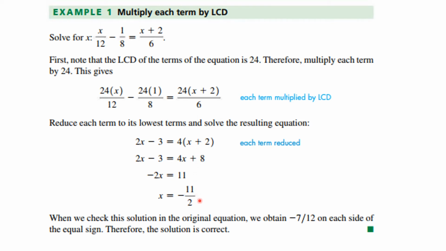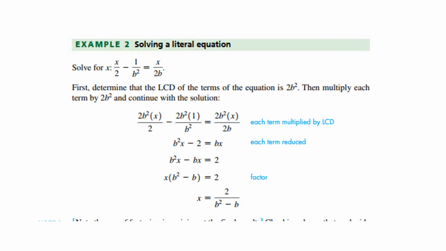We solve it, we get x is equal to minus 11 over 2. There's no problem here because the denominator is never 0. There are no extraneous roots.